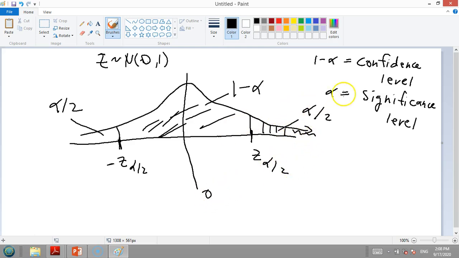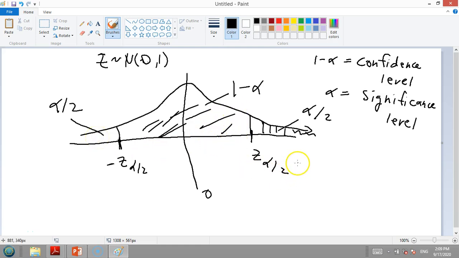So if I want a high confidence level, I want the probability inside to be very high. So it means the cutoff points are more spread out. For example, if I want the confidence to be 0.8, this means the areas alpha over 2, the significance level, are going to be 0.1 here and 0.1 here.